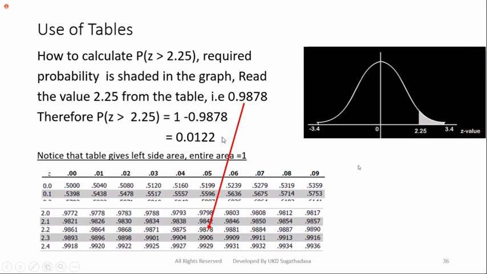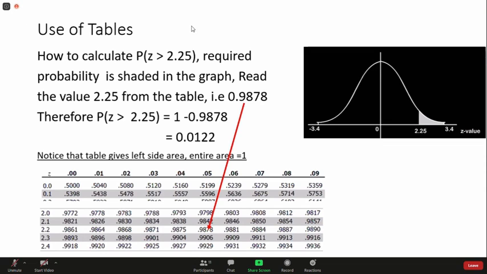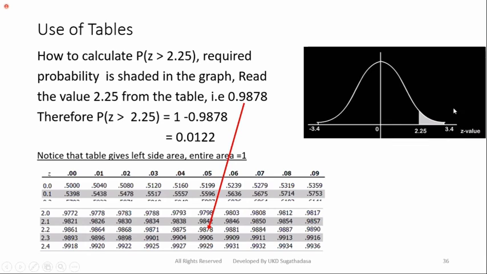Try to understand what I am telling now. You want to calculate the probability of greater than 2.25, this area. The table gives the left hand side area. To get the right hand side area, read the 2.25 from the table. See, 2.2 here, 2.25, the table value is 0.9878. But you require the greater than area, which will be given by 1 minus the table reading.